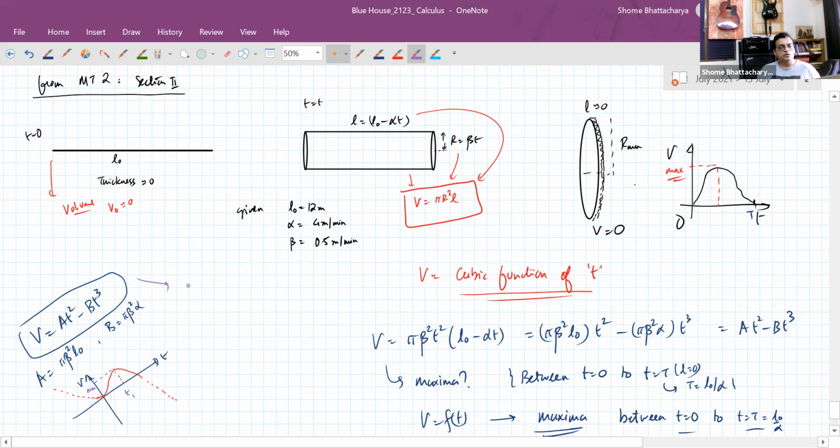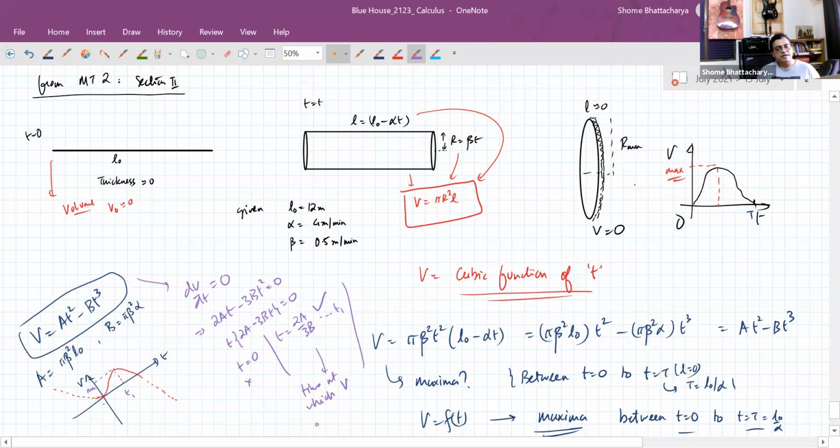So you put dV by dt equal to 0. So you're getting 2At minus 3Bt square as 0. So you'll get two roots. You see t equal to 0 is one root, but that is this one, so we won't take this one. You get 2A by 3B. This is the correct one. This is the one, T1, that we have shown in the graph. So this is the time at which volume reaches maximum.